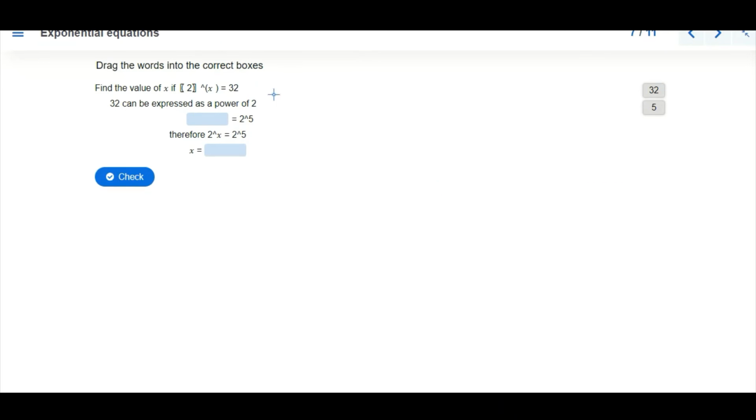Okay, so if you look at this, we have 2 raised to power x equals 32. Now if you want to solve this, you have to look at the base number that is common. So you have to find the base number of 2 here. Now how many times can you multiply 2 to give us 32? I believe that should be 5 times.